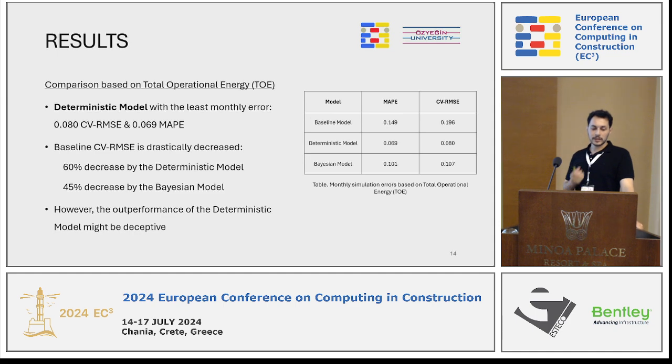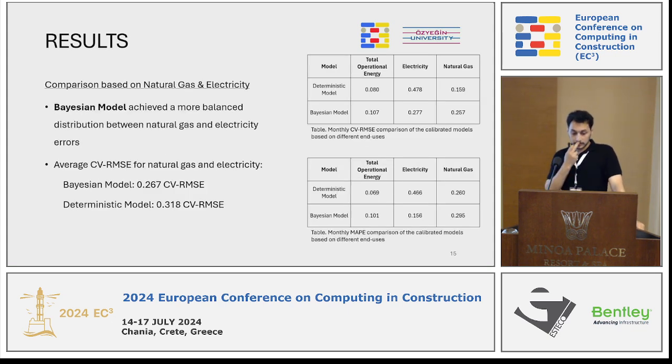And here are the results based on the total operational energy consumption at the monthly resolution. We see that the deterministic model outperformed the other models with the least monthly simulation error of 8% CV RMSE. Also, we see that the optimization with both the deterministic and Bayesian models decreased the baseline error drastically. However, let's say the results for the deterministic model might be deceptive. Let's check the natural gas and electricity errors based on the natural gas and electricity use items.